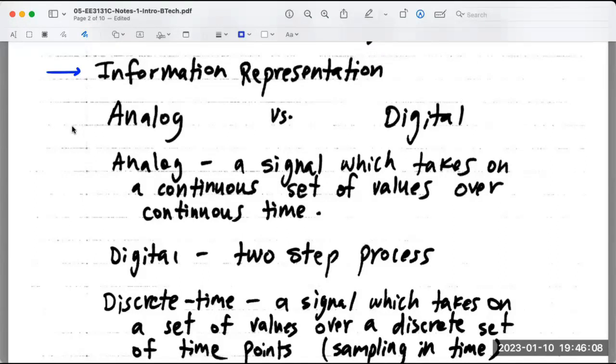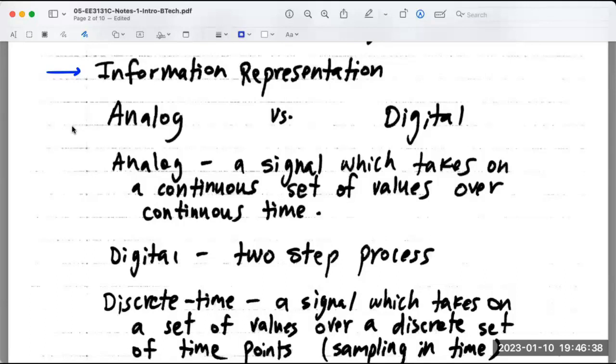So an analog signal is a signal which takes on a continuous set of values over continuous time. You can think of there being two dimensions, a time axis and a value axis. Think of a musical song. It exists in time and it has certain values, the sound. So there's a time axis and a value axis. When both are continuous, we have an analog signal.